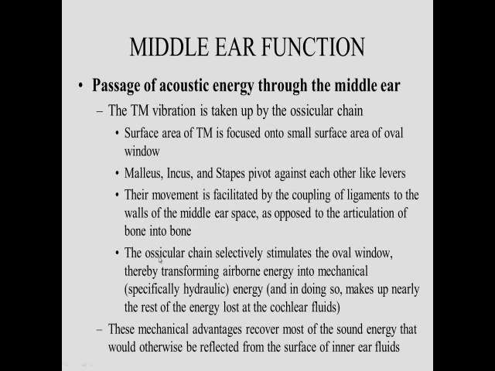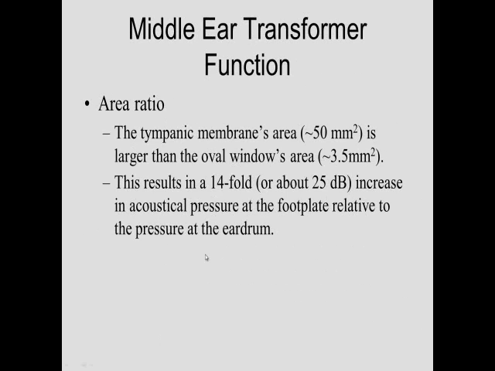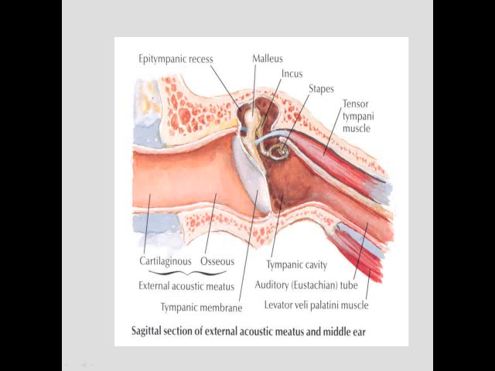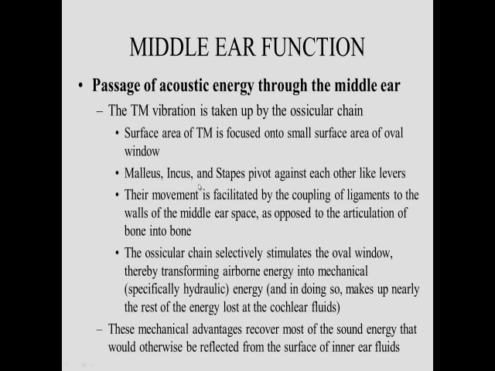Keep in mind also that this ossicular chain, that is to say the malleus, the incus, and the stapes, selectively stimulate the oval window. That is to say they don't lose any energy along the way. This chain of bones is very good at delivering all the energy that has hit the eardrum directly onto that space. So there's very little energy lost to the surrounding areas or the surrounding tissue. And that is what makes up for the rest of the energy that would have been lost at the cochlear fluid.